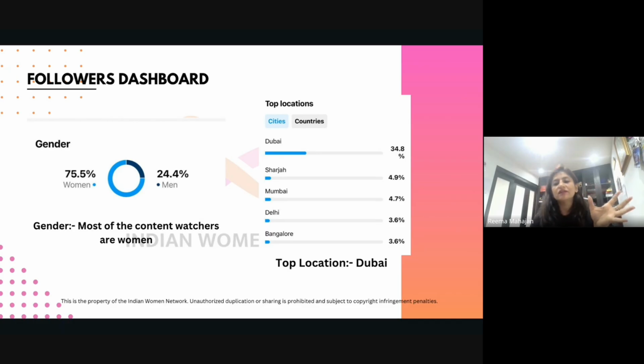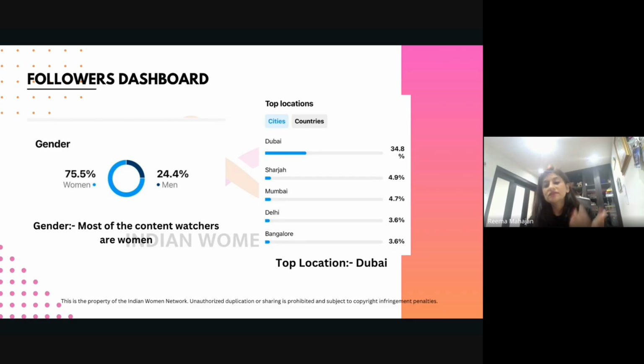Now this is where you will see if the top location is aligned with your business goals, that you want to sell your product to these people. It's great. If it's not, then you need to think of how you engage your audience more in your own region. So if you have a product which is UAE specific, then you probably want UAE to be the top country for you. And if it's not, then you need to work more on your Instagram account and your followers. So that is what this data is used for analyzing.